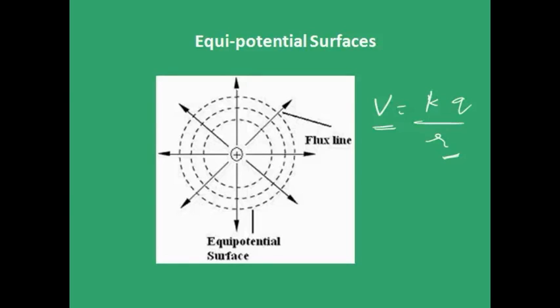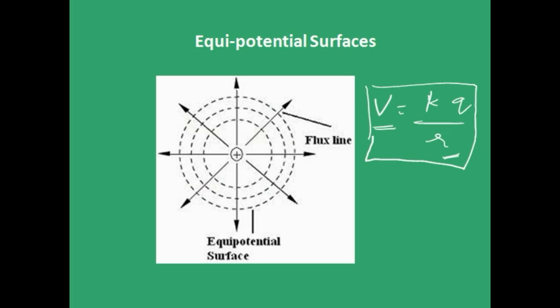Hi friends, let's start with equipotential surfaces. All those surfaces which have equal potential on all the points of the surface are known as equipotential surfaces. And for a small positive charge, you know that potential is given by V = kq/r. Now, here I know that k is a constant and q is fixed. So, if r is constant here, then my potential will be constant.